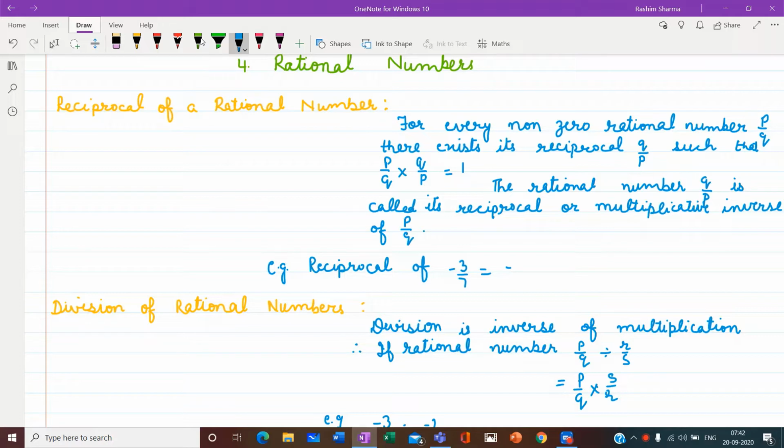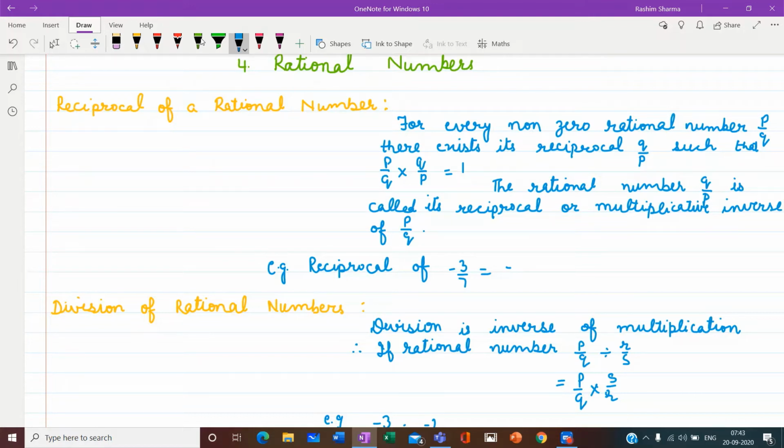For every non-zero rational number p upon q, there exists its reciprocal q upon p. Means in place of q we will write p, in place of p we write q, such that p upon q into q upon p is equal to 1. Alright, because here q cancels with q and p cancels with p. The rational number q upon p is called its reciprocal or multiplicative inverse of p upon q. So children, reciprocal or multiplicative inverse, one and the same thing.